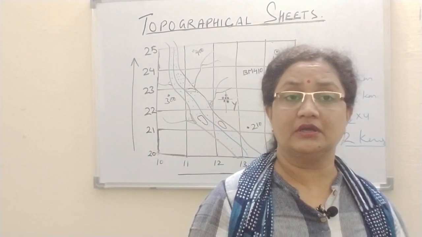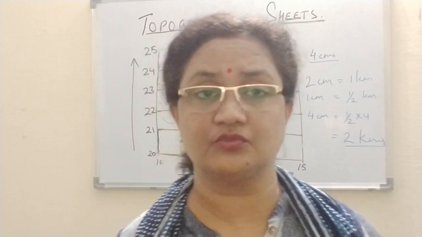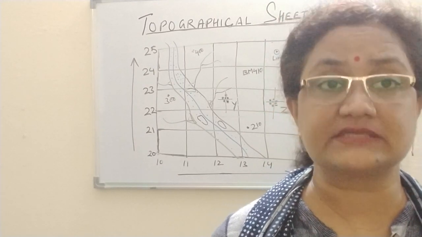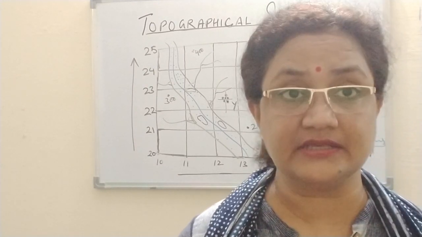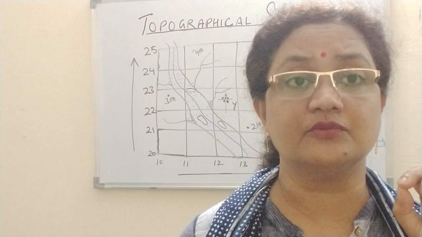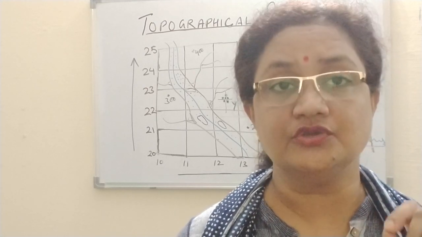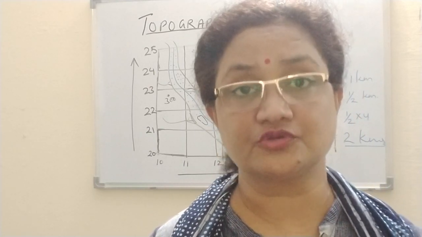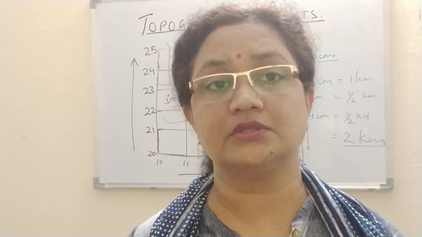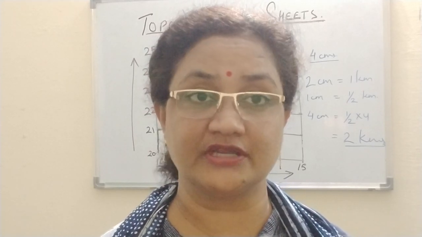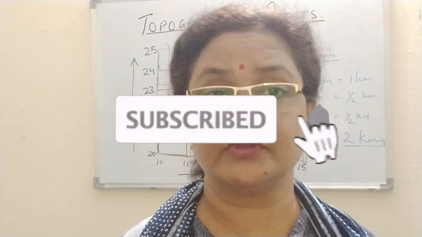Now, in the next video I am going to show you a few symbols, the conventional signs and symbols which you need to study here. Unless you understand the various conventional signs, you won't be able to interpret the topo sheet. So children, you should go through the conventional signs which are there in the book. Okay children, we are going to continue in the next video with the conventional signs.